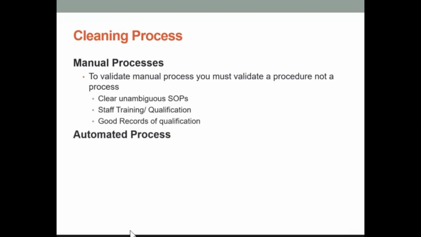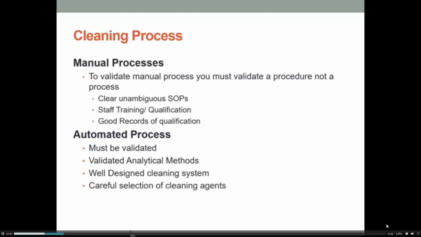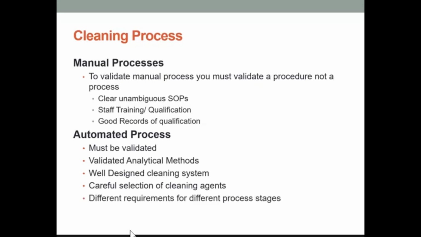The second type is automated processes. These again must be validated. You also need to validate your analytical method, which is giving you your results for your validation. You need to have a well-designed cleaning system. And you need to make careful selection of your cleaning agents, that they're appropriate for the equipment that they're being used for, the materials, and for the analyte that you're trying to remove. There are different requirements for different process stages.